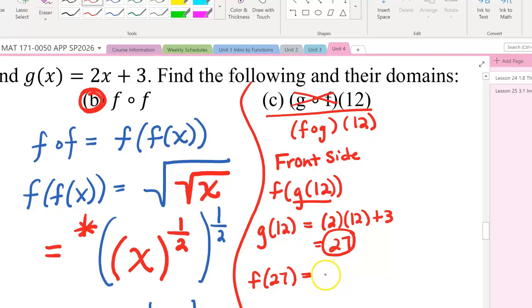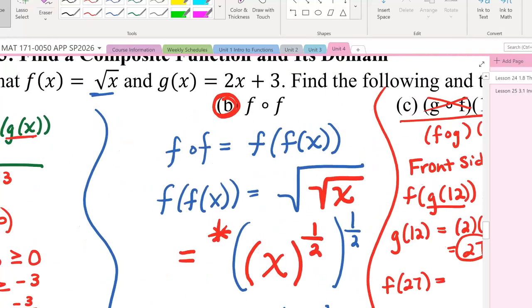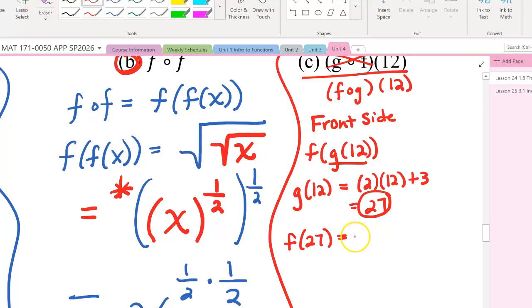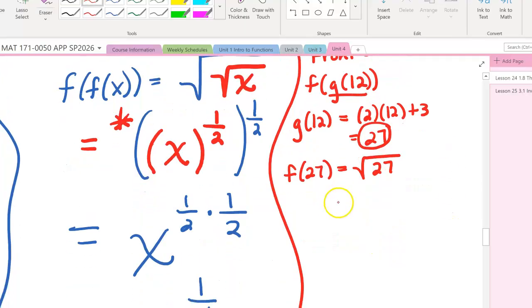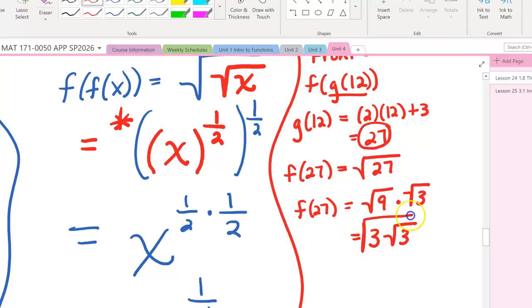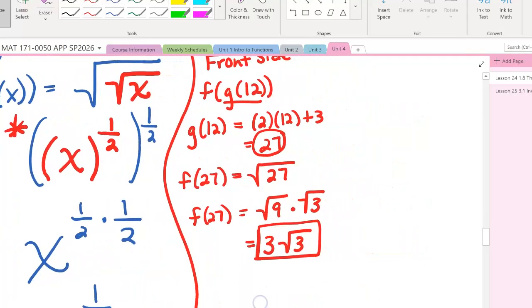Well, remember, f of x was the square root of x, so that's just going to give me the square root of 27. And if I simplify that, 27 is 9 times 3, so the square root of 27 is the square root of 9 times the square root of 3, and the square root of 9 is 3. So I can write that as 3 times the square root of 3. But now let me take a different approach.